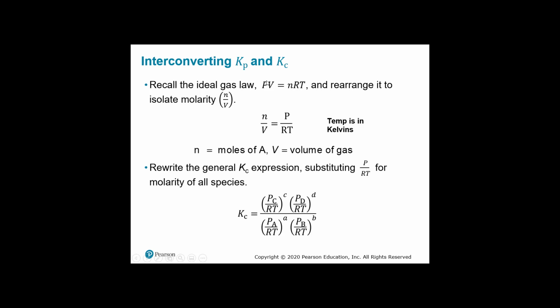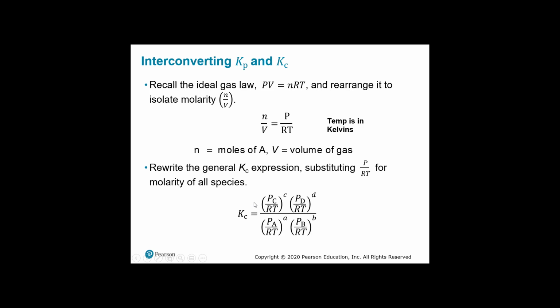So here, if you recall from the ideal gas law, we have PV equals nRT. So if we rearrange this, concentration is moles over volume. So this would be molarity right here. If we isolate the moles over volume, it's equal to the pressure over the gas constant times temperature, which is always in kelvins, because remember, when we deal with gases, we deal with kelvins. So n is moles of A, for instance, and V is the volume of gas.